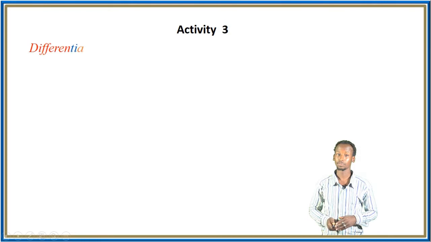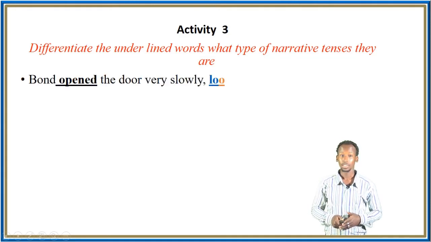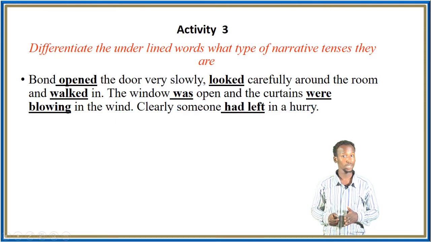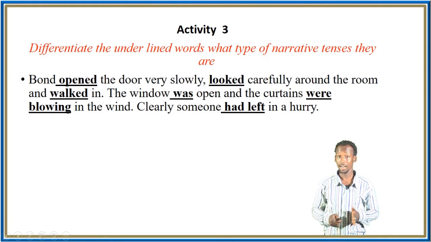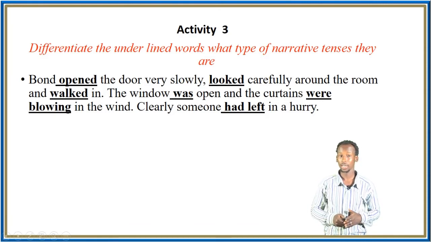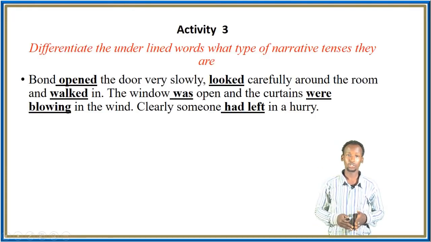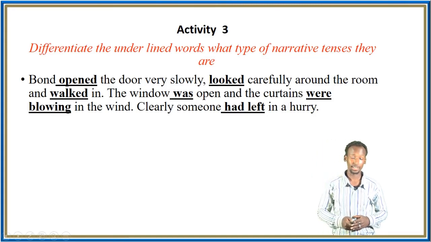Activity 3. Differentiate the underlined words, what type of narrative tense they are. Bond opened the door very slowly, looked carefully around the room, and walked in. The window was open, and the curtains were blowing in the wind. Clearly, someone had left in a hurry. So, take three minutes, differentiate the underlined words, what type of narrative tense they are. You have three minutes. Good luck.